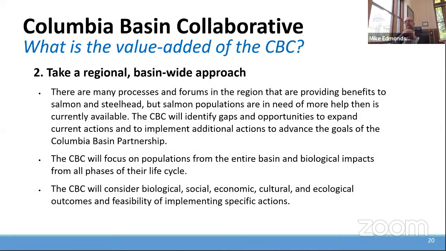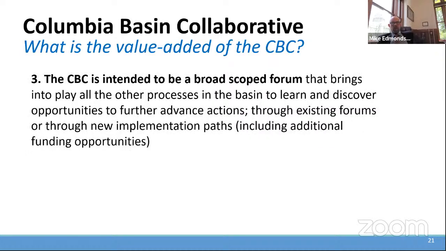To take a regional basin-wide approach in the vein of the Columbia Basin Partnership. Not a run, not a stock, not a listed entity, whether an ESU or a DPS. This is everything, listed, non-listed, short-term, medium, long-term goals, regional. Next slide. The intention is to be a broad focused forum, broadly scoped forum, pardon me.